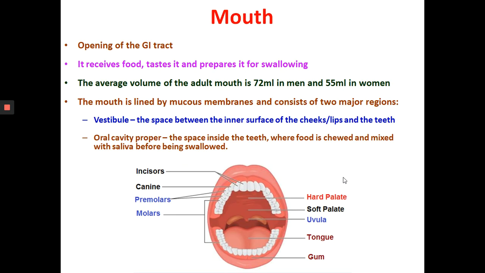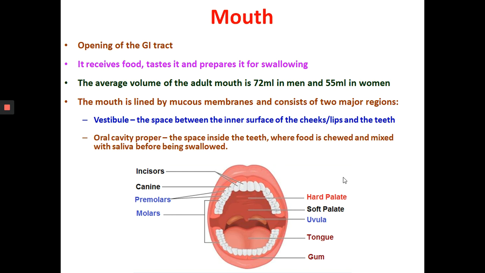The mouth is the opening of the gastrointestinal tract through which food is taken in. Here, the food is mechanically as well as chemically digested. It receives food and also helps to taste the food. The initial mechanical digestion starts here by chewing, and it also helps to swallow the food into the esophagus. The average volume of the adult mouth is around 72 milliliters in men and 55 milliliters in women.